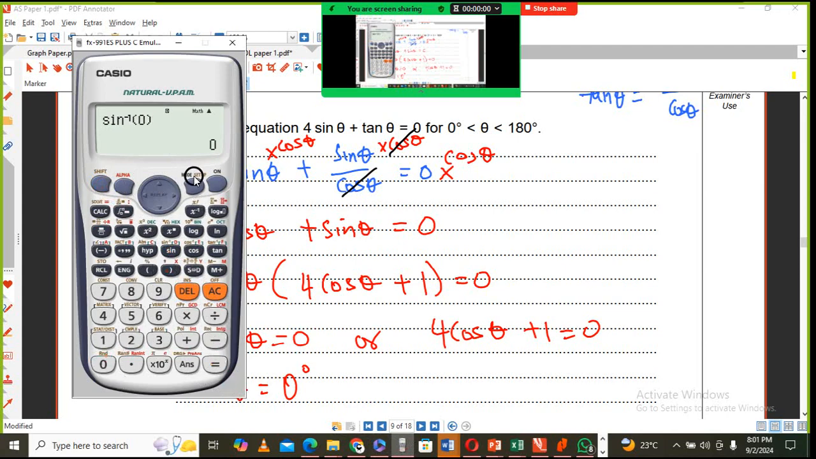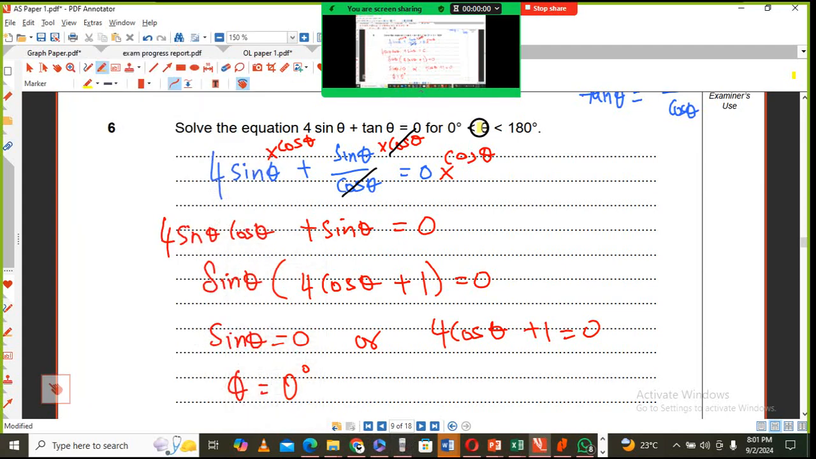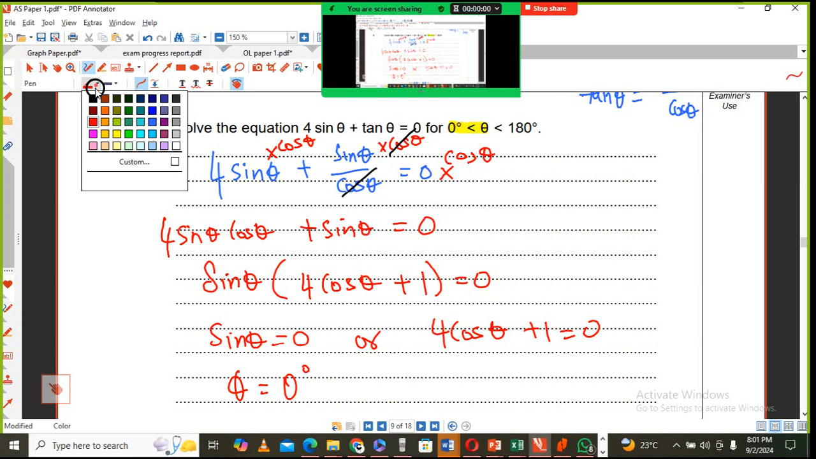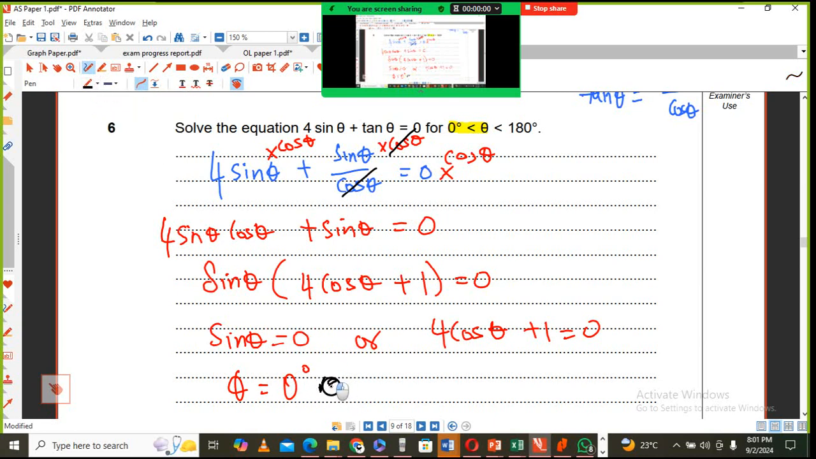That gives you 0 degrees, but we cannot consider it because of this condition here. It says theta is greater than 0. So we are not going to accept that one. All right, so this answer will be rejected. So here, cos theta equals negative 1/4. I hope you know where negative 1/4 comes from.